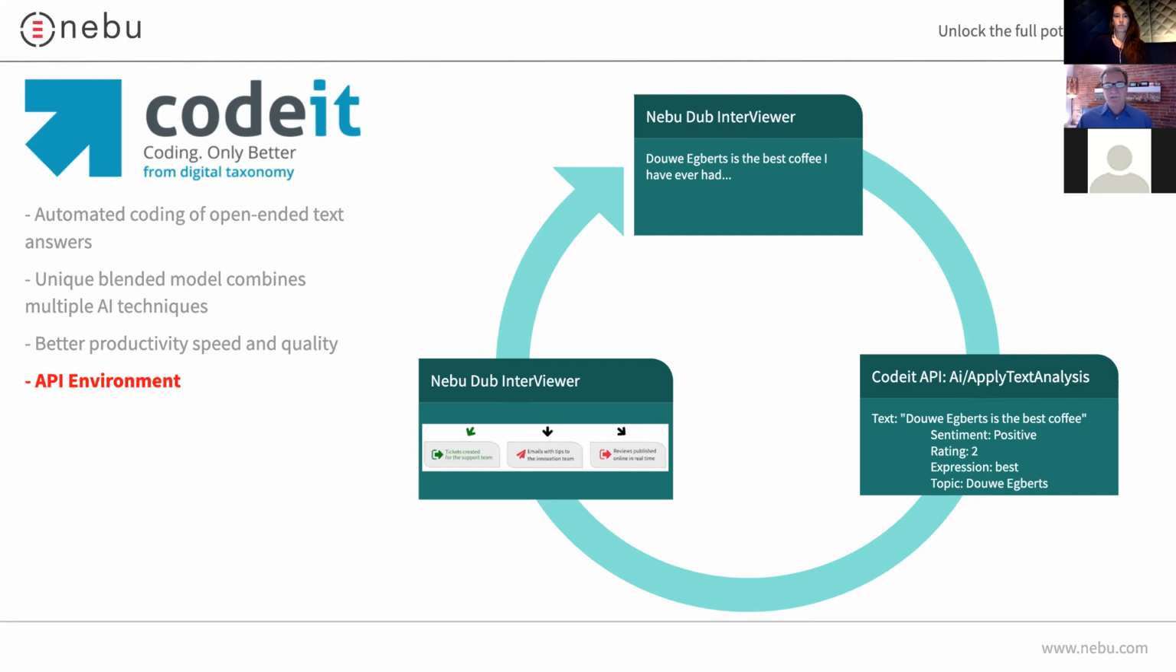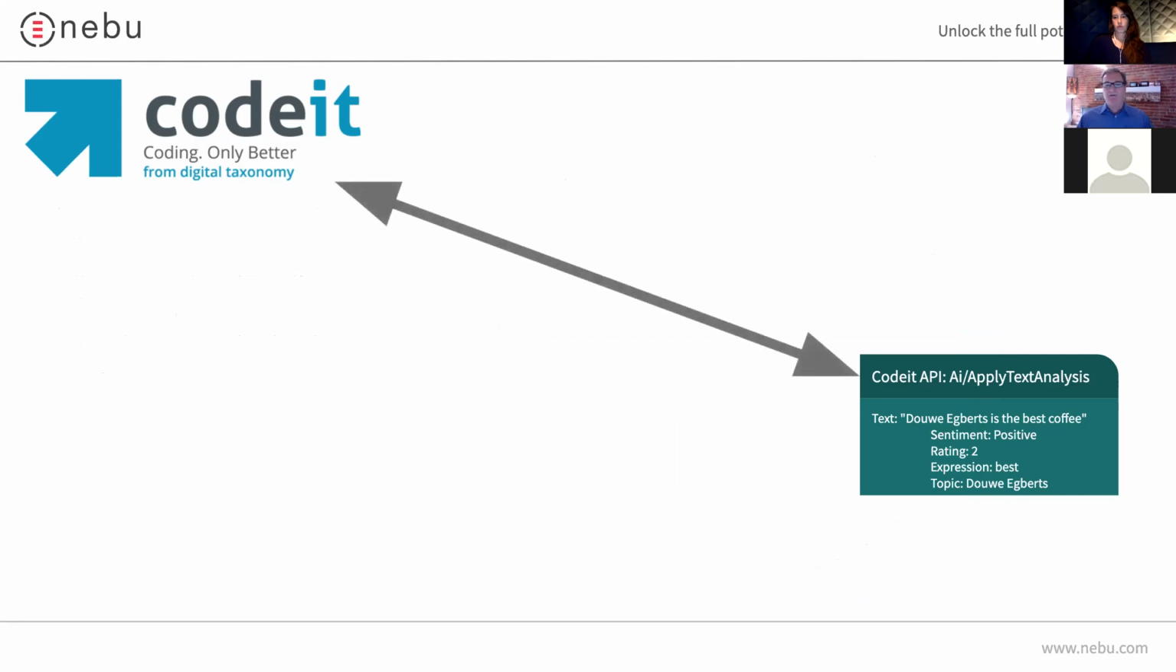And as I said, all those findings and all that information is also available in the Codeit backend. So people could be coding things, or you could even find that people are saying certain things and alter the survey that way. So the API is definitely communicating with Codeit at the same time as it is with Nebu InterViewer.